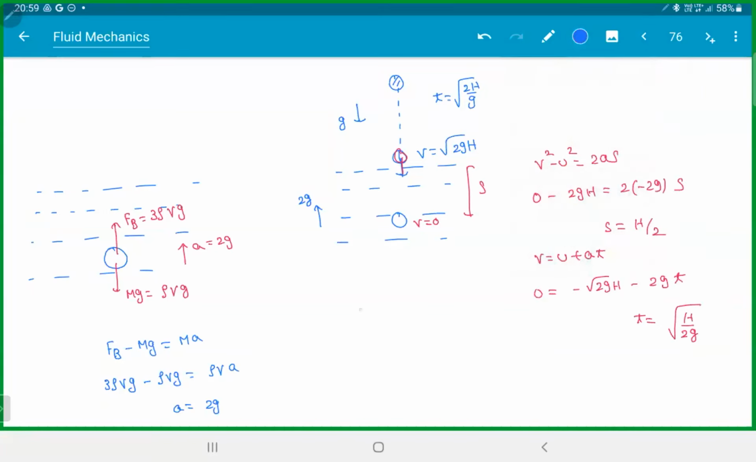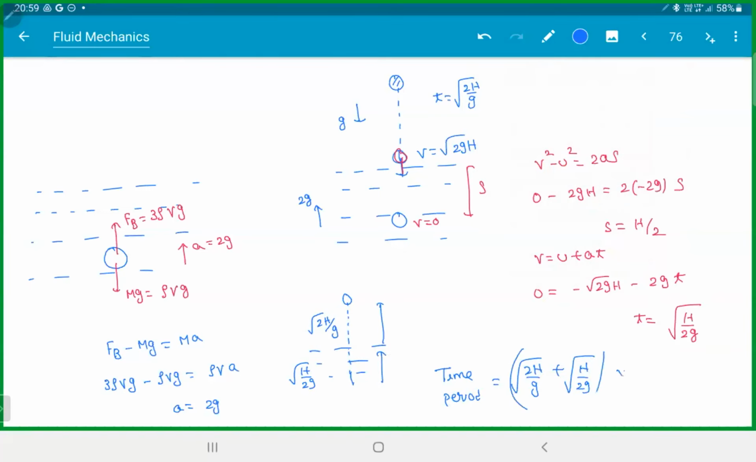So done. So what's the total time taken? From here to here, root 2h by g. Inside the liquid, root h by 2g. While going up again, and while going up again. So total time period will be 2 times root 2h by g plus root h by 2g.